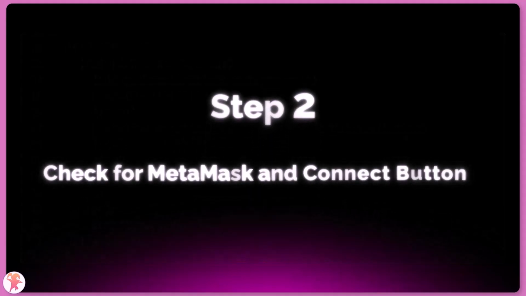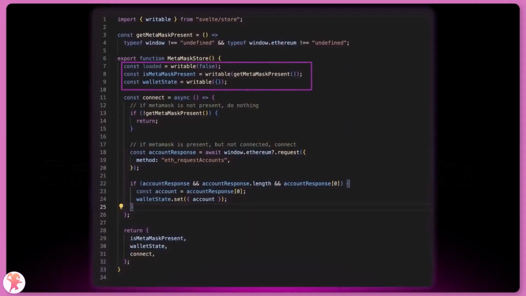In step 2, we will check if MetaMask is installed and create the Connect Wallet button. We're making use of 3 writable stores directly inside our custom store. We have a first one where we keep track of whether we have loaded or not. This is especially useful since MetaMask is only present on the client side, and SvelteKit is both a client and a server framework. The second one checks if MetaMask is present using a small utility function.